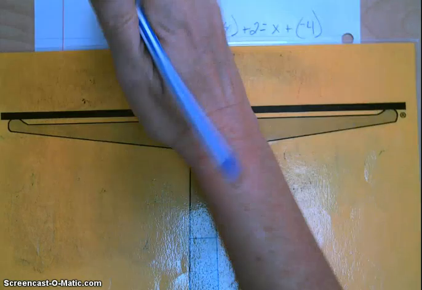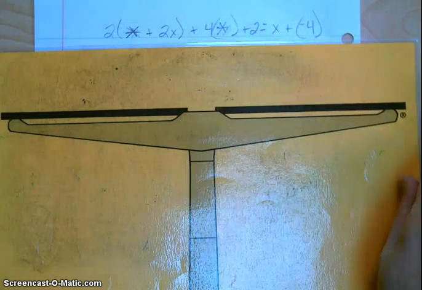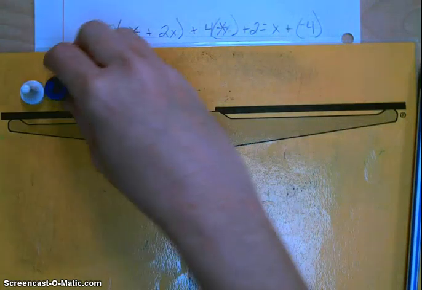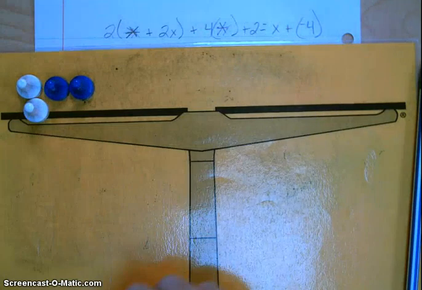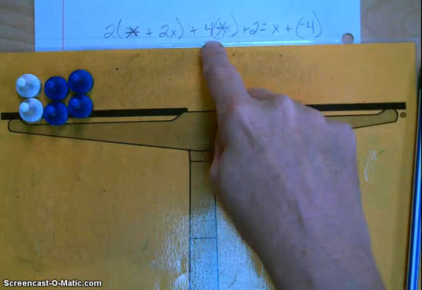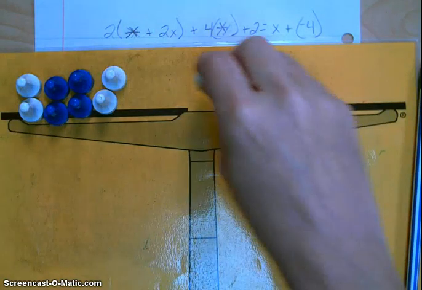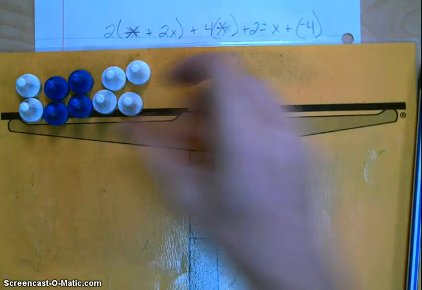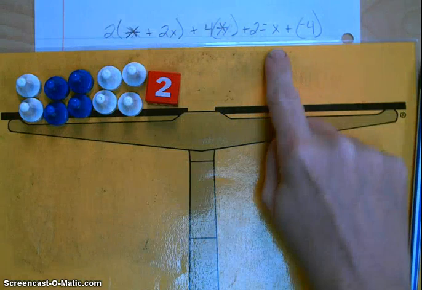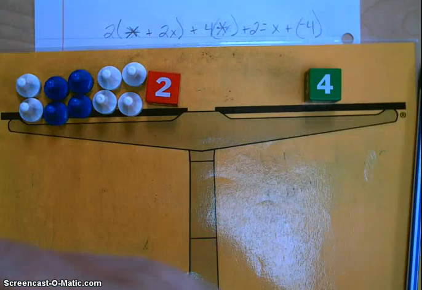Okay, so we have 2 groups of star plus 2x. All right, so I'm going to do star and 2x, but I want 2 groups of those, so I have another star plus 2x. And then it says plus 4 star. Okay, so now I've got 1, 2, 3, and 4. And then it says plus 2 equals x plus negative 4. So here's my negative 4, and there's my x.